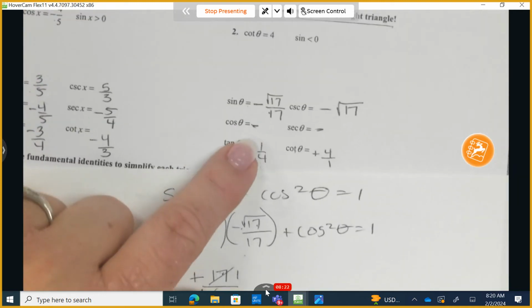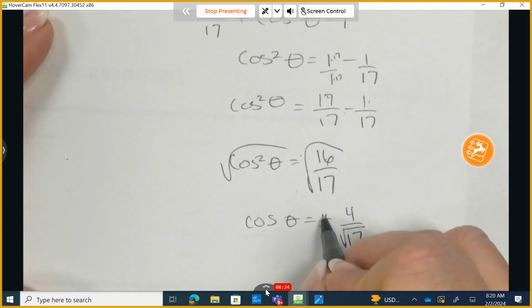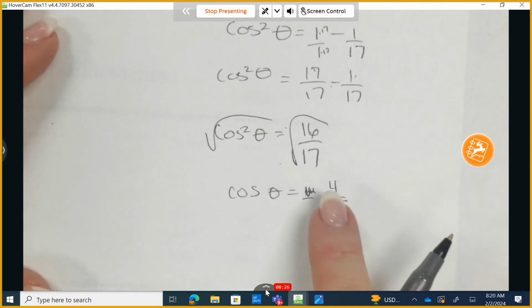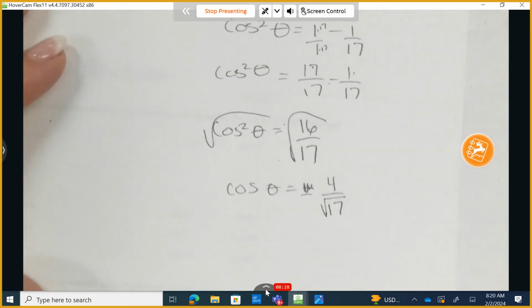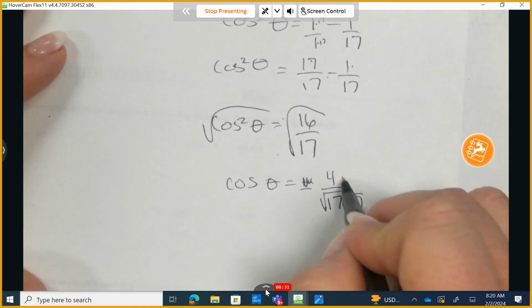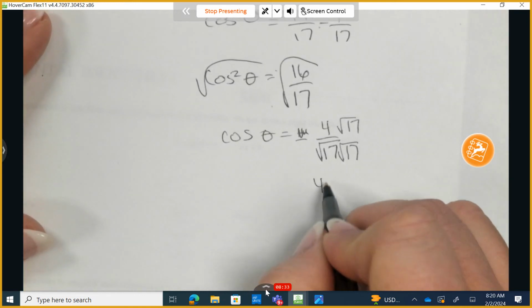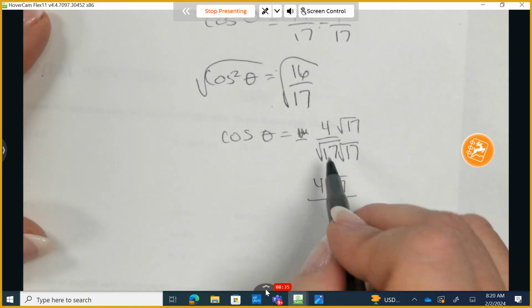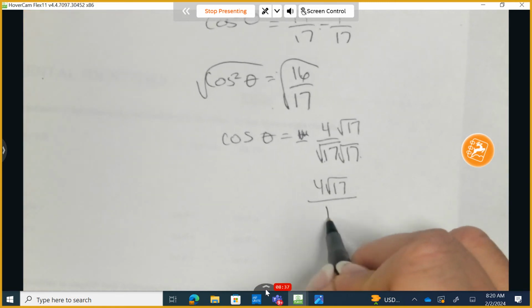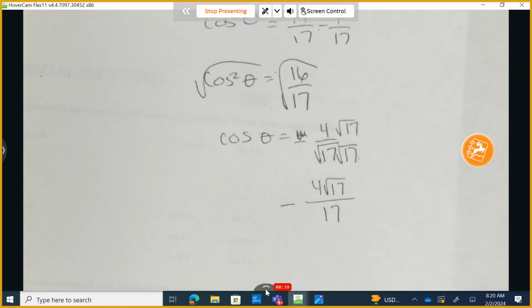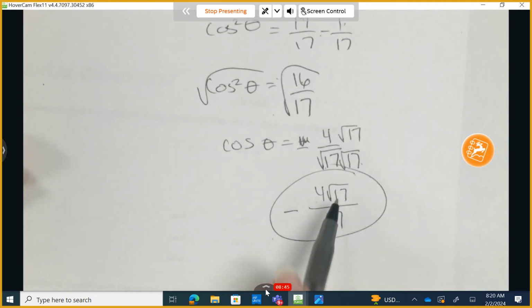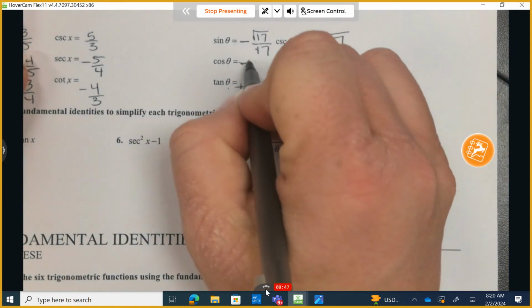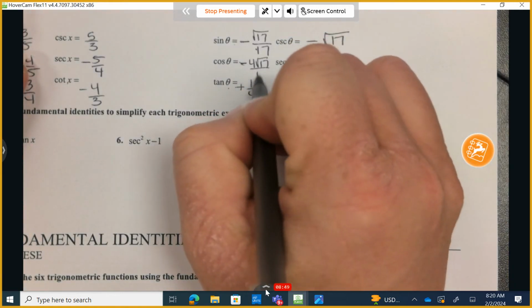But remember, we've already determined that the cosine is negative, so I'm going to cross out the positive. Mathematically, this is not wrong, but it's not in proper form. So I'm going to multiply by the square root of 17 to get 4 square roots of 17. The square root of 17 times the square root of 17 is simply 17. And don't forget the negative sign. So here we go: negative 4 square root of 17 over 17.